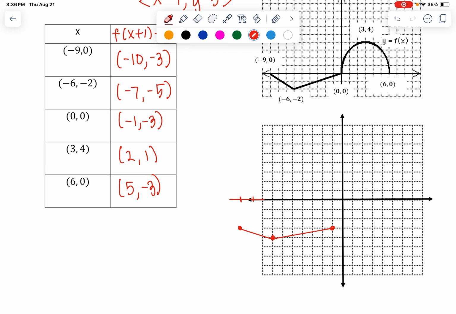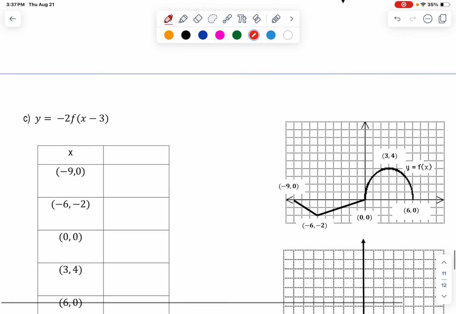And then we have 2, 1: right 2, up 1. Oh, I did right 2, up 2. It felt weird. Right 2, up 1. And then 5, negative 3. We got this semicircle. All right, once again, gorgeous.